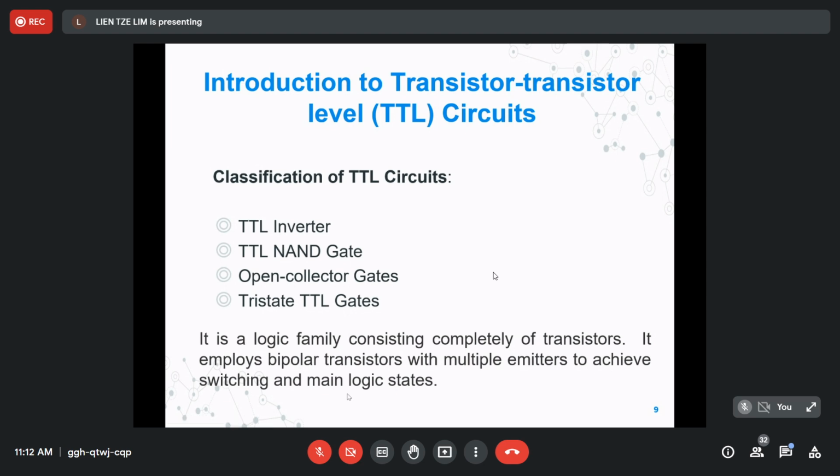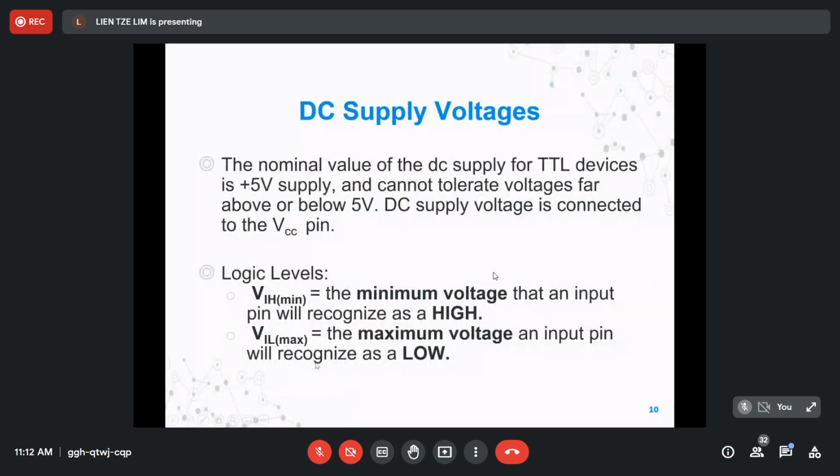DC supply voltages. There are some requirements to follow when we select the supply voltage for a TTL circuit. The nominal value of the DC supply for TTL devices is a positive 5-volt supply, and it cannot tolerate voltages far above or below 5 volts.